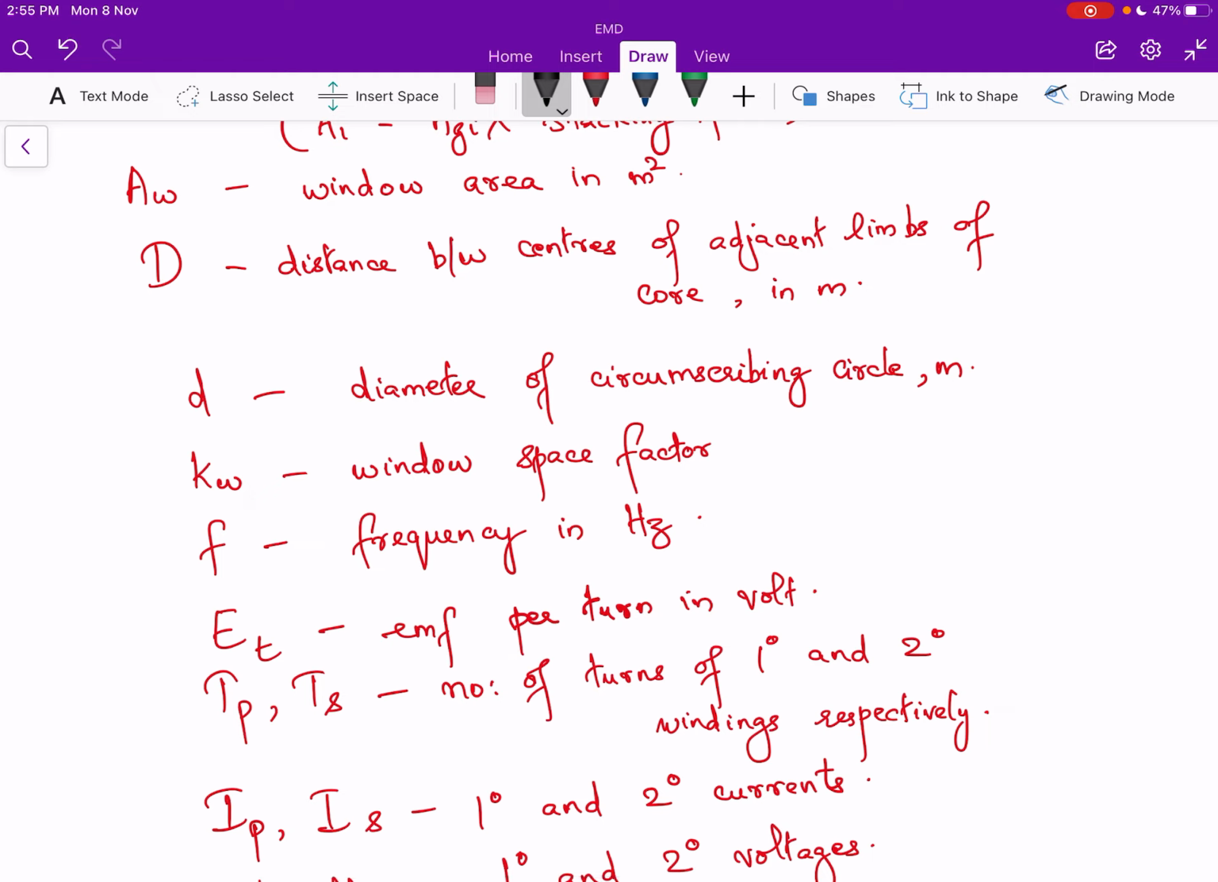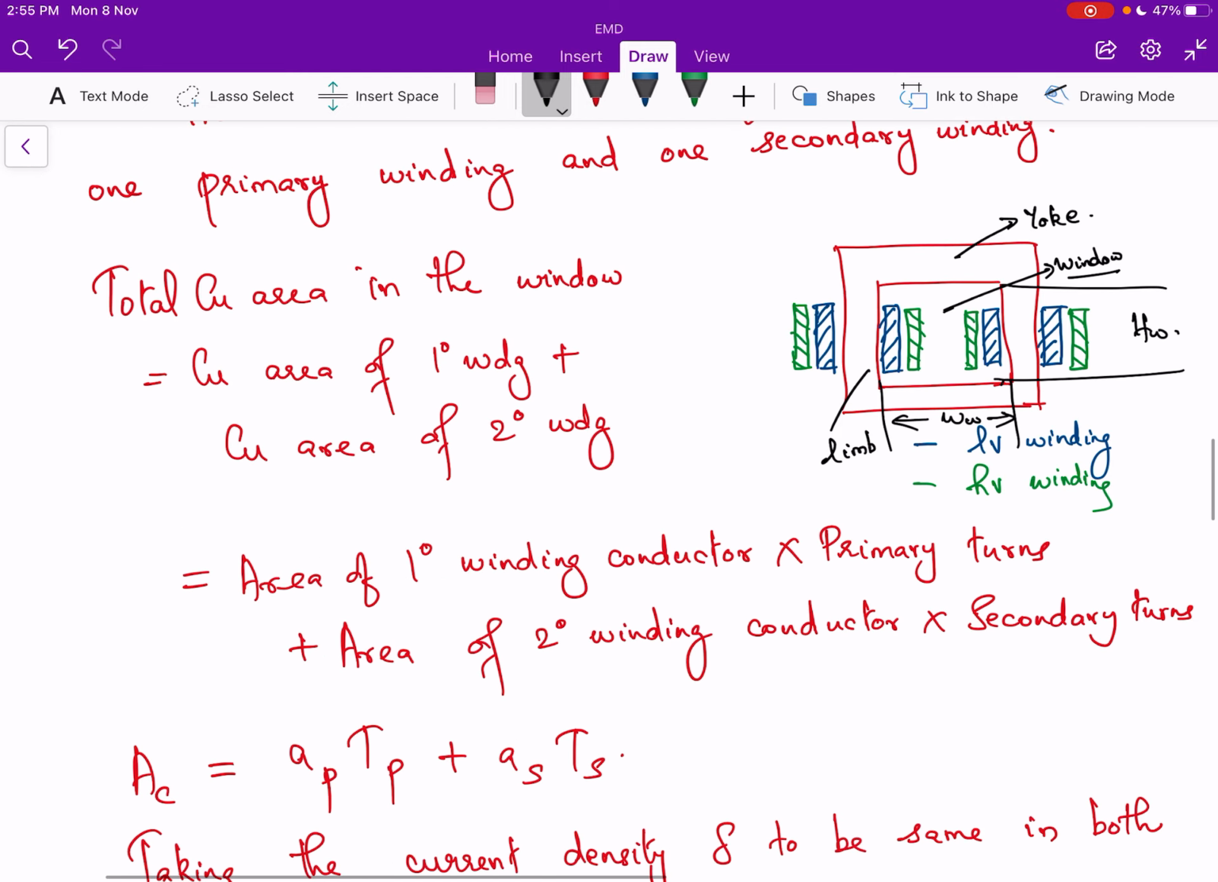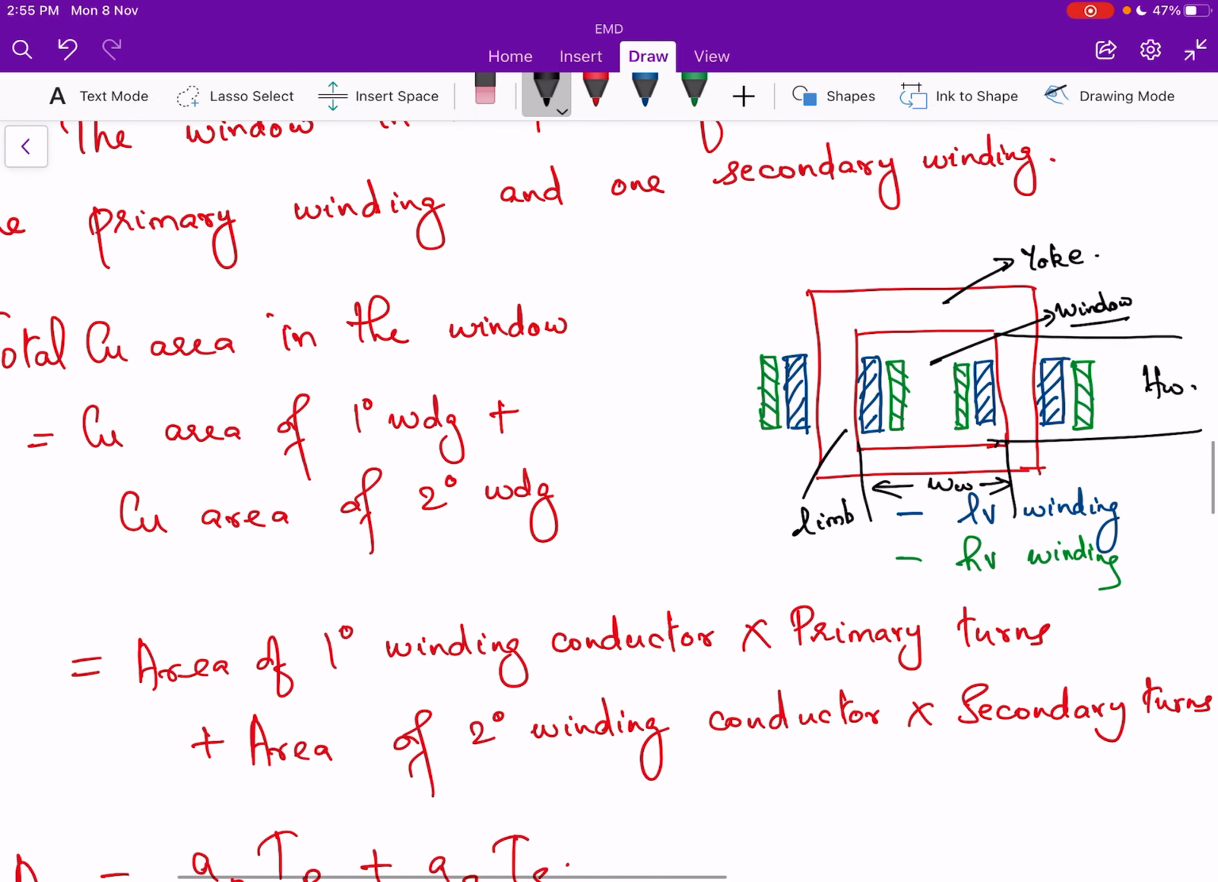Now next is capital D. Capital D is the distance between the centers of adjacent limbs of the core. So this is D. This is the center of this side limb, and this is the center of the side limb over here. So D is the distance between the centers of adjacent limbs. So these are the adjacent limbs, and the distance between the centers is capital D.